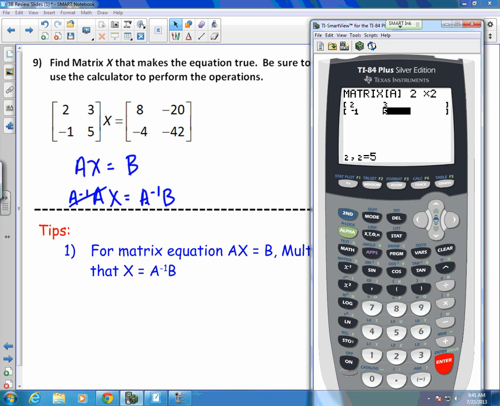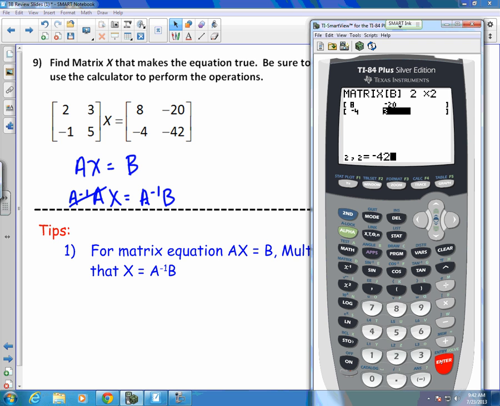Okay, so I get 2, 3, -1, 5. I'm going to check it. Looks good. I'm going to go back. I'm going to edit matrix B. And that one is again 2 by 2, so I don't have to retype the dimensions. But my values are changed, so it's 8, negative 20, negative 4, and negative 42.